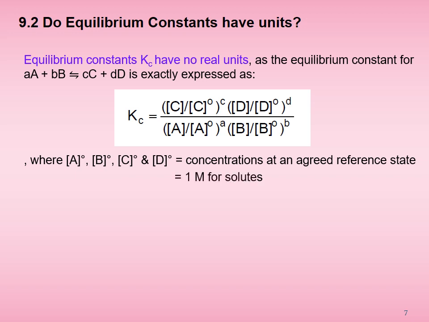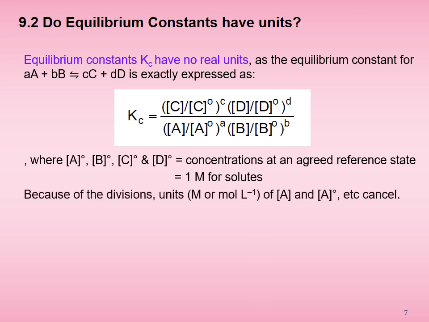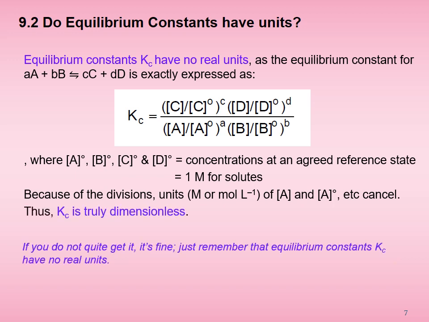It has been agreed that the standard state of any solute in aqueous solution is 1 molar. Concentration of A of a reaction has the unit molar. So does the concentration of A in standard state. To simplify units, we take molar divided by molar. Molar cancels. It is similar for other solutes B, C, and D. Therefore, the equilibrium constant Kc is dimensionless, that is, it has no units. You are not required to prove this. Just remember that Kc has no units.